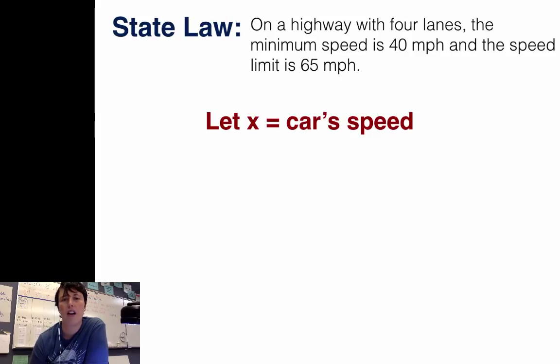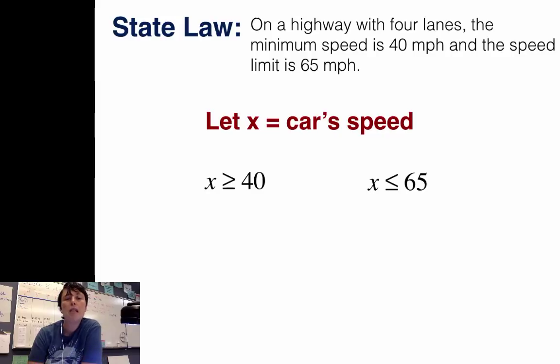What do we know about your car's speed? Well, better be greater than 40 miles per hour. It can be greater than or equal to 40 miles per hour, but don't go under. You'll get a ticket for going too slow. Be kind of a lame ticket to get. We also know that the speed limit is 65 miles per hour. So x is less than or equal to 65, meaning you got to drive somewhere between 40 and 65.